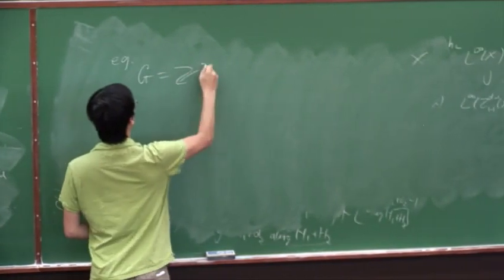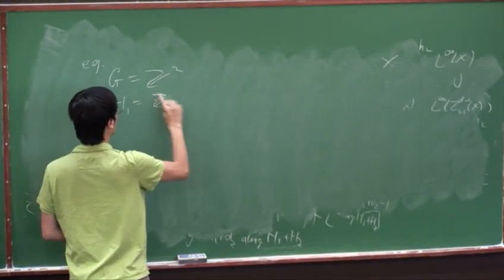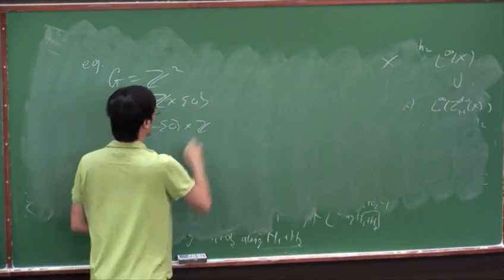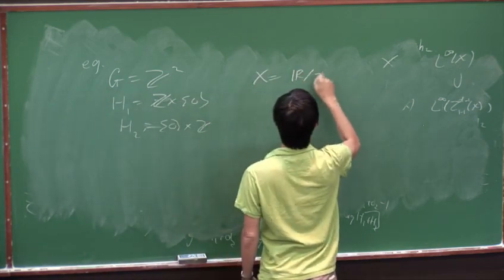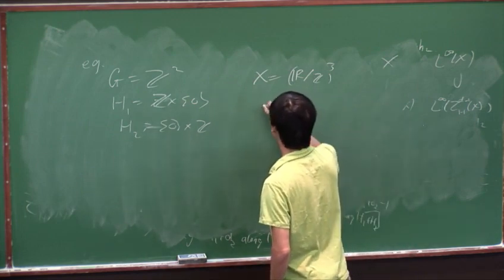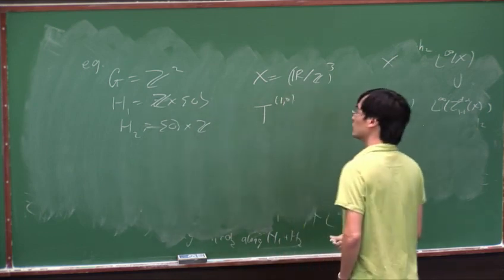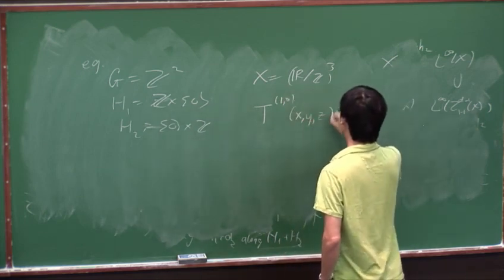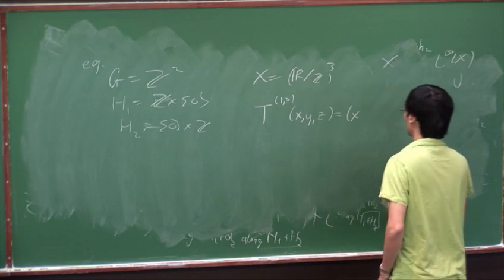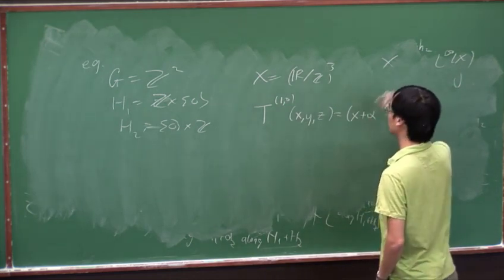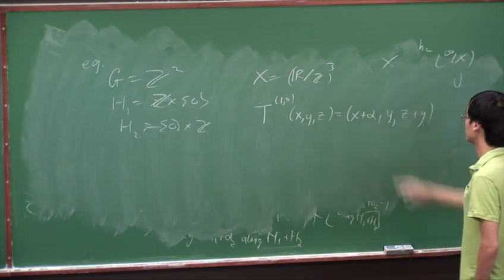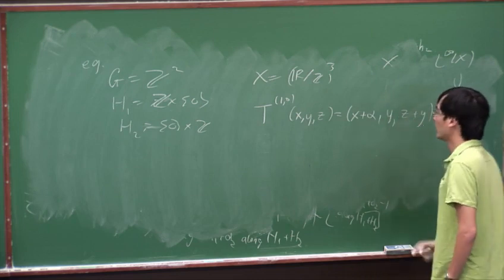Okay, so take Z², and H1 is the horizontal line, H2 is the vertical line. X is going to be a three-torus with Haar measure. And our shifts: the shift in the horizontal generator of (x, y, z), what we do is that we shift x by some irrational alpha, pick your favorite irrational, root 2, y, z plus y. So you shift in this direction, you don't do anything here, and you shift in the z direction.